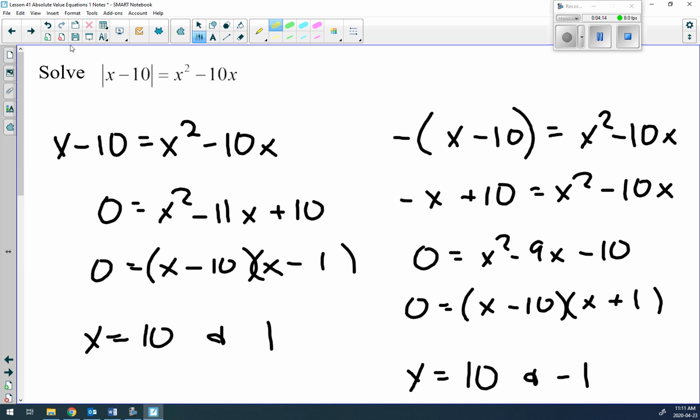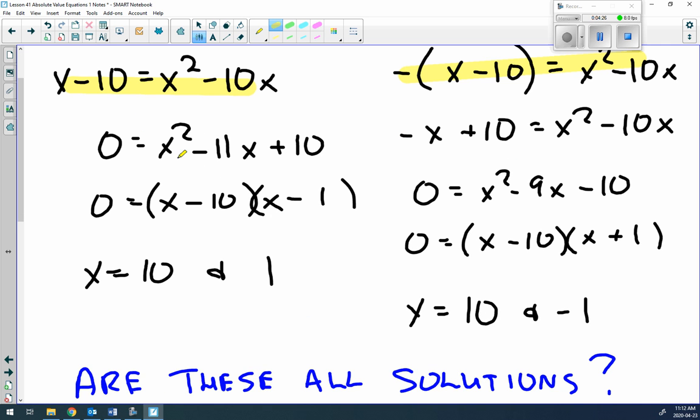So we have the absolute value of x minus 10 equals x squared minus 10x. Again, do it the same way. Get rid of the absolute values, make one positive. There it is there. Replace the absolute values with brackets and make it negative. Put it there. Go through the math. So this one, we end up with a nice trinomial. It factors. We have 10 and positive 1. This one also factors into a nice trinomial and we end up with 10 and negative 1.